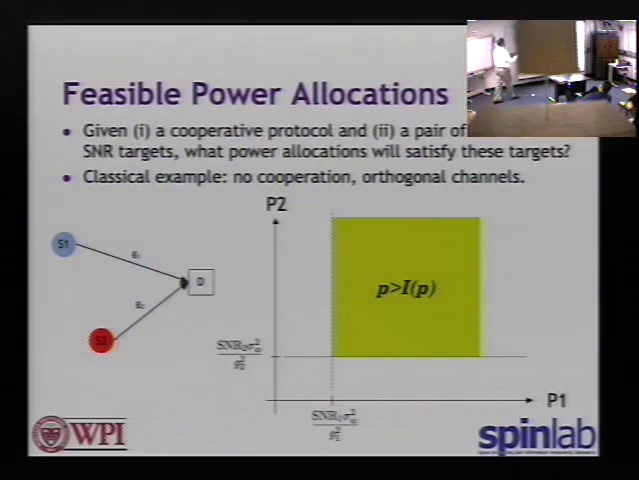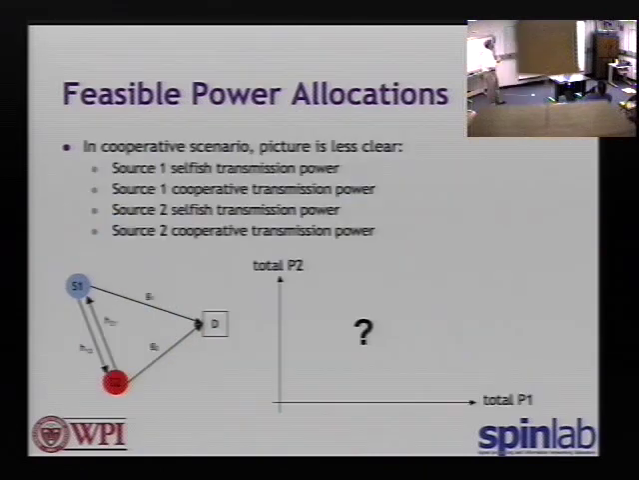The easy, trivial case is to assume no cooperation. Everybody's operating on orthogonal channels, right? So this is the scenario, no cooperation. In order to meet the minimum SNR targets, everything's fixed here, user 2 has to exceed this particular power value, and user 1 has to exceed this particular power value. Any operating point in that entire region is fine. That's a feasible operating point, right? That's a pretty simple case. What is it going to look like when we have a cooperative scenario?